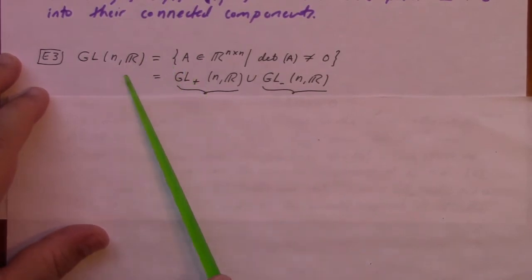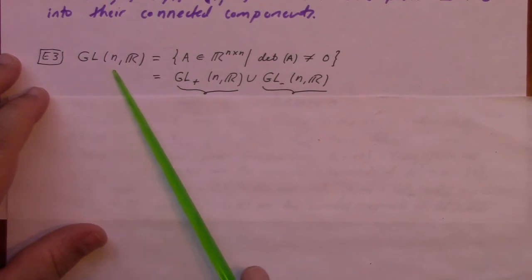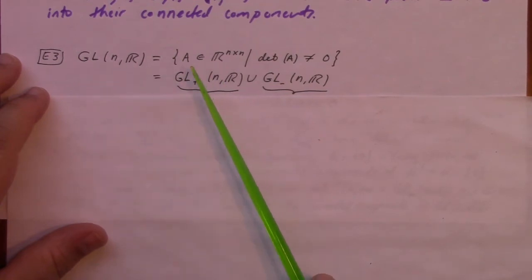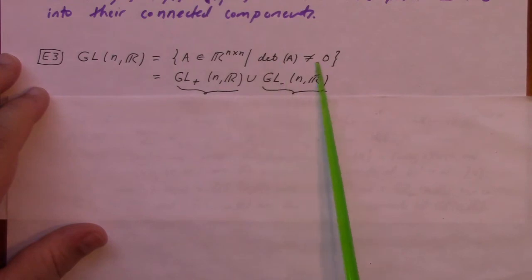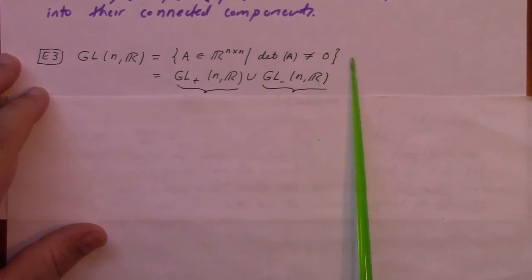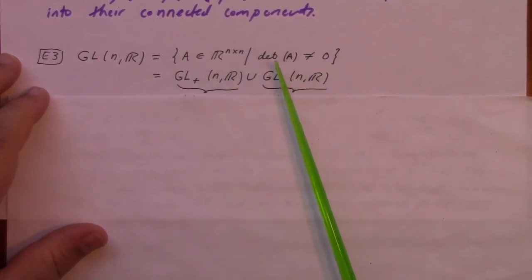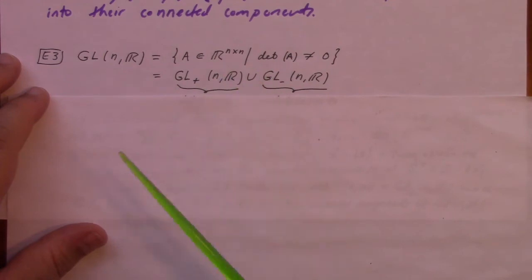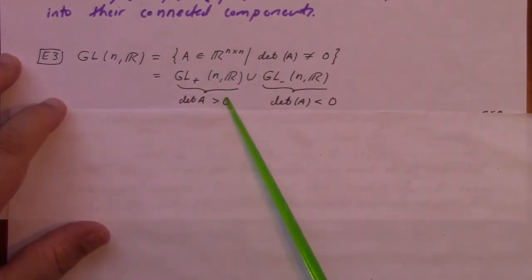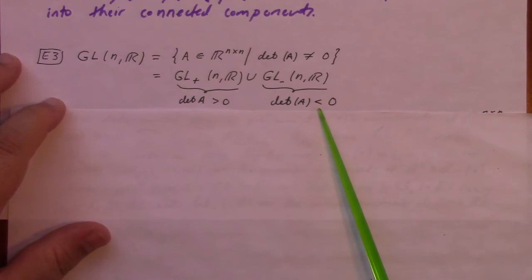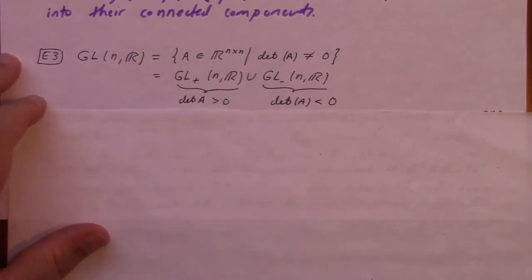So GL_n(R) is the general linear group of n by n invertible matrices. So n by n matrices with determinant non-zero is one way you can characterize that. And you can break that into two pieces, GL plus and GL minus. GL plus being those with determinant positive, GL minus being those with determinant negative. There are no determinant zero matrices in there because those are the singular matrices.